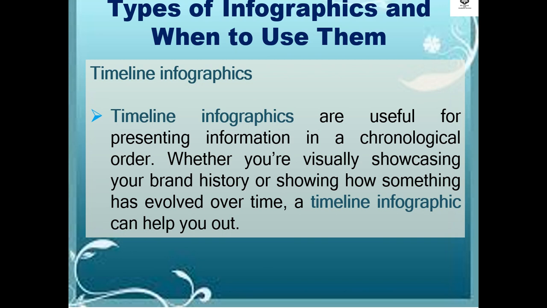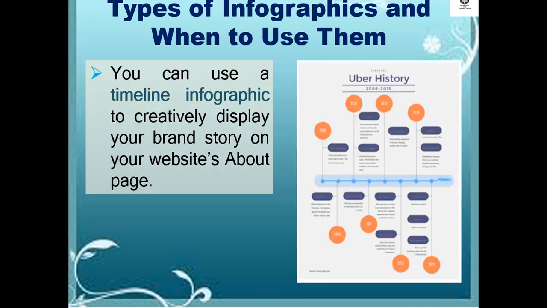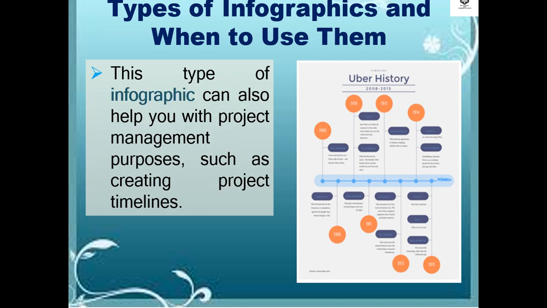Next is the timeline infographics. Timeline infographics are useful for presenting information in a chronological order, whether you're visually showcasing your brand history or showing how something has evolved over time. A timeline infographic can help you out. You can use a timeline infographic to creatively display your brand story on your website's About page. This type of infographic can also help you with project management purposes, such as creating project timelines.